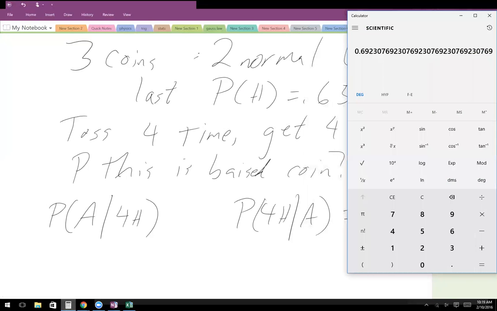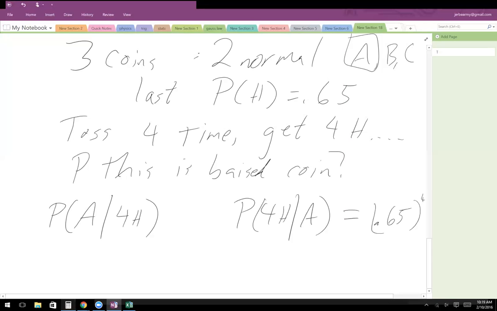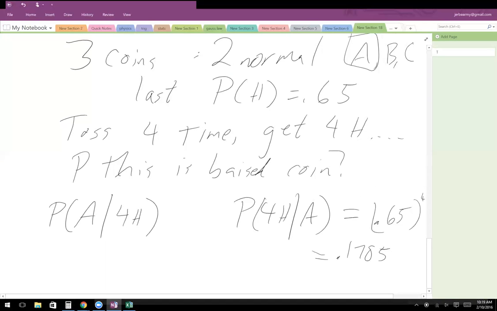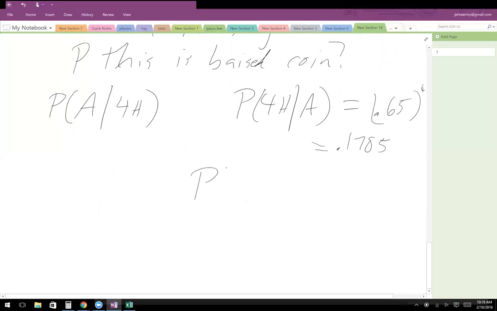So 0.65 to the 4th. Let me keep about 4 decimal places. So 0.1785 if you have the biased coin. What about the other 2 coins? What's the probability of getting 4 heads if you have one of the regular coins?